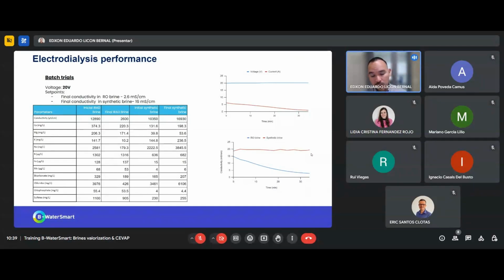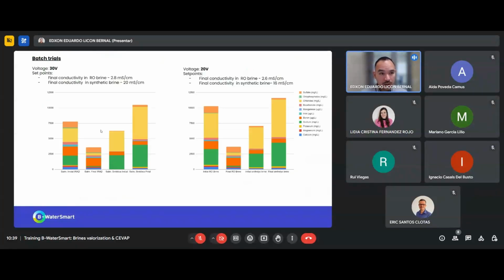And what you can see is that yes, we have a reduction in the initial brine that comes from the RO, and then we are also concentrating the final synthetic brine. At the same time, there is relatively no movement of the calcium or magnesium, which are salts that precipitate and create problems.